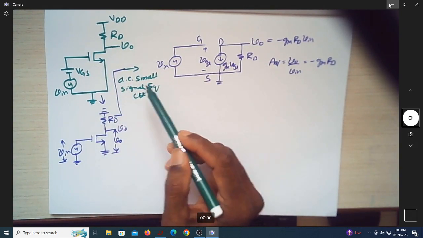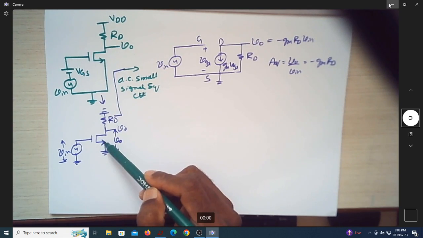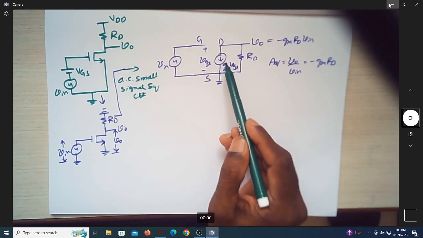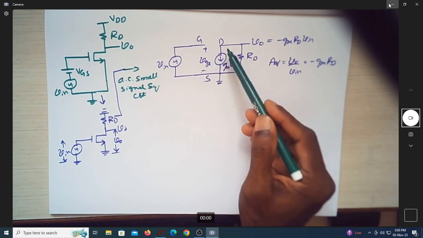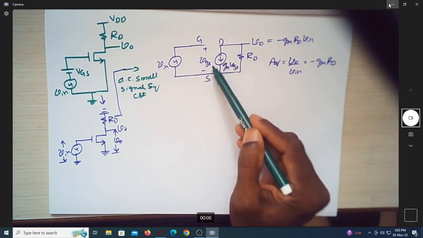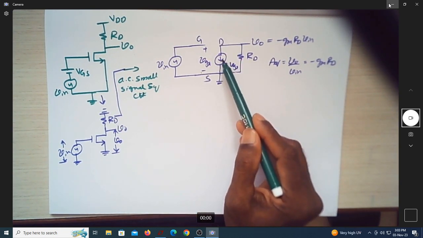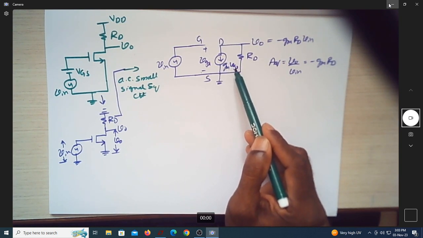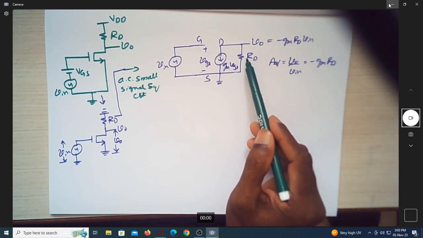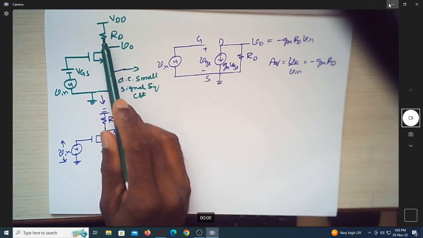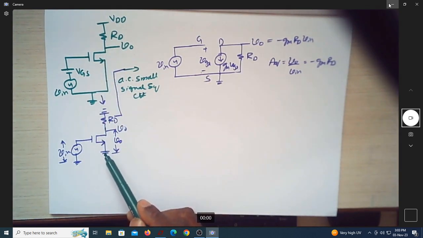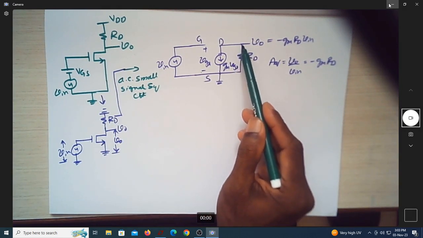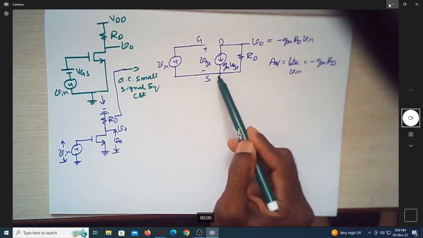Then we replaced this MOSFET by its AC equivalent model, which is represented by an open circuit between gate and source. Between drain and source we have a current source whose current depends on gm times VGS, and of course this is RD, which is connected here, and since this is ground, this is also ground, we are just connecting it from drain to ground.